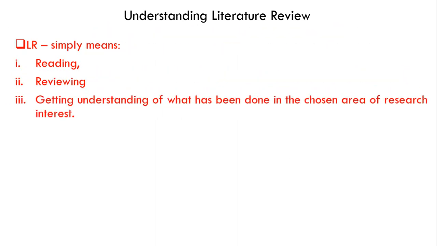Going forward, we say that understanding literature review is also getting understanding of what has been done in the chosen area of research interest. Having said that, we can say that literature review is simply reviewing in order to get understanding of what has been done in the chosen area of research interest. Whether we are writing a thesis or a paper article for journal publication, there are basic reasons why we must review literature.